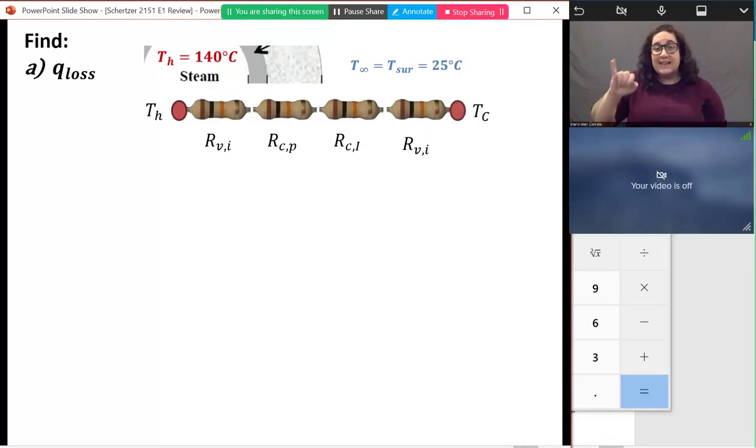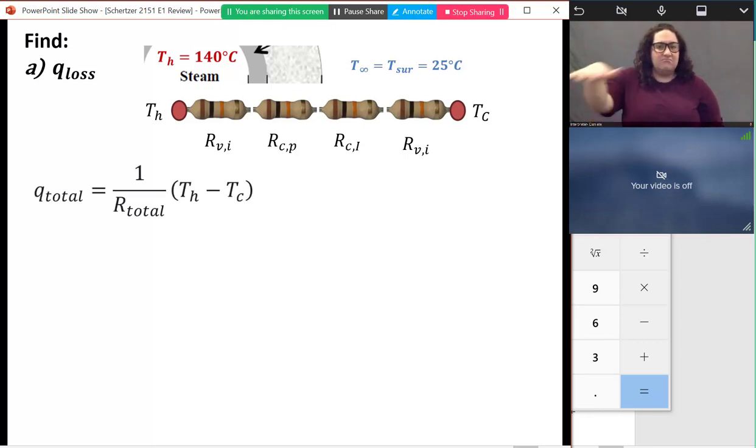And then I know T cold on the outside. So I like this because I have a resistance network that goes between two temperatures that I know. So if I knew the total resistance, then I could find the total heat transfer. Because I know that for any resistance network, 1 over the total resistance multiplied by the temperature difference across the resistance network will give me my heat transfer.